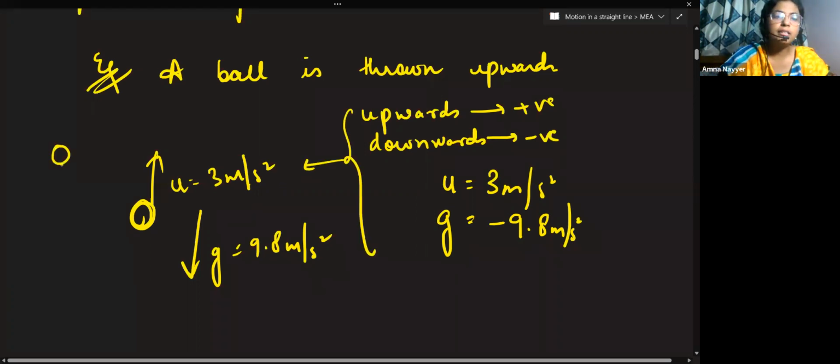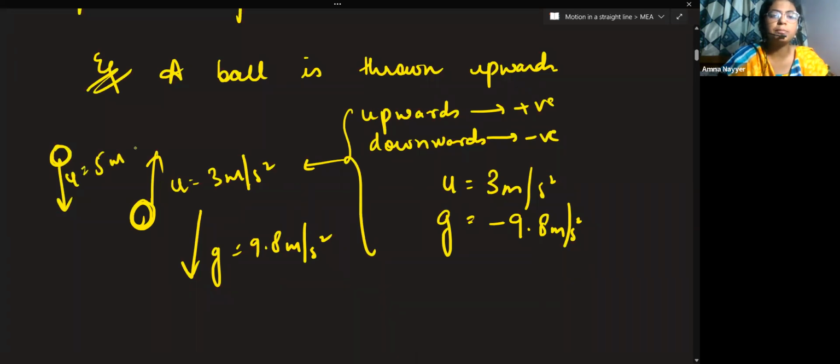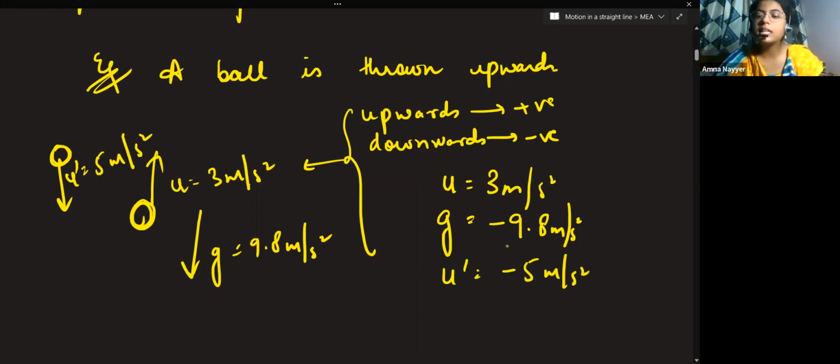Let's say another ball is moving downwards with velocity 5 meter per second. Aisha has chosen upwards as positive, so this ball is going downwards. Let's say this is u dash. So u dash will be minus 5 meter per second. All this data will tell you that g and u dash are acting downwards and u is acting upwards.